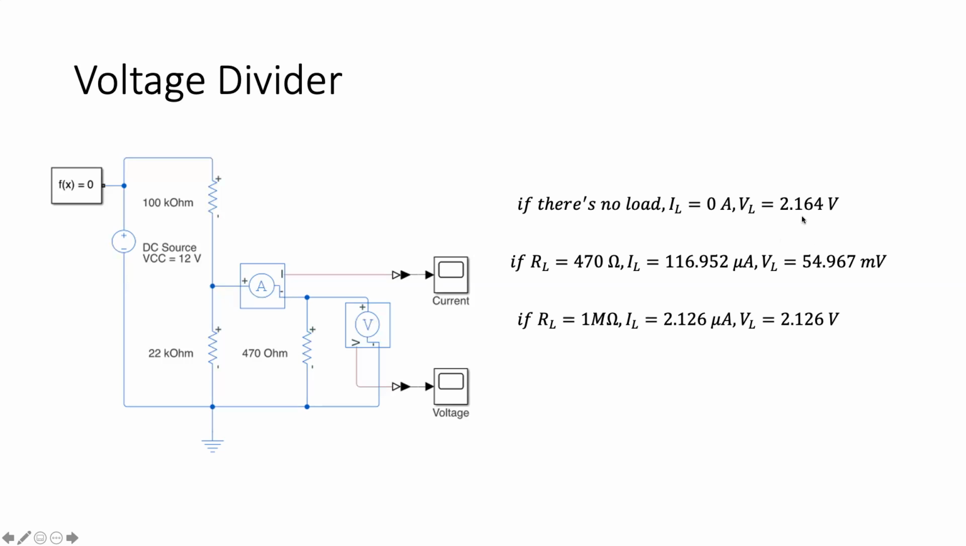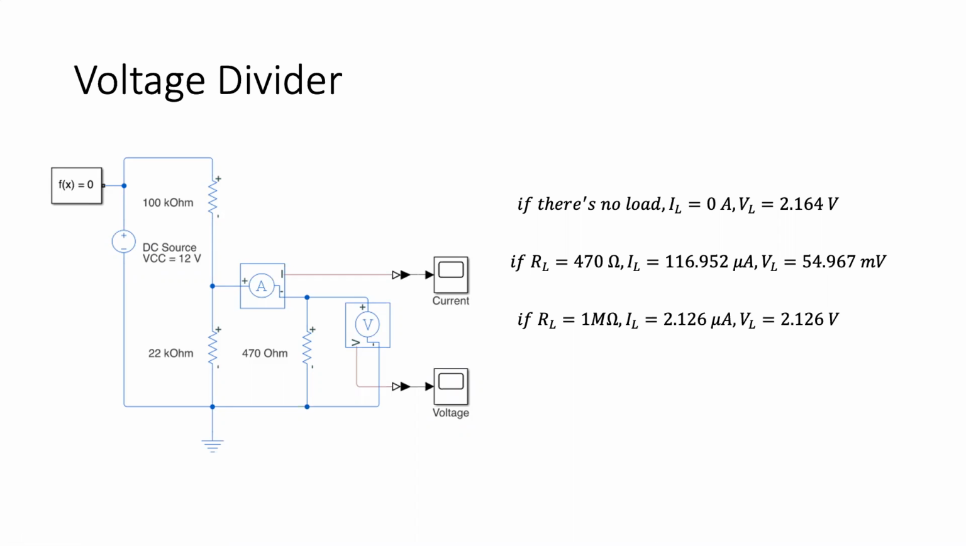10% niyan is within 0.216, 0.22. So ibig sabihin mga 1.94 and then 2.38, di ba? So if I change this to 1 mega ohm, then I get 2.126, which is well within the 10% window na inassign ko para dun sa task na ito. Okay?